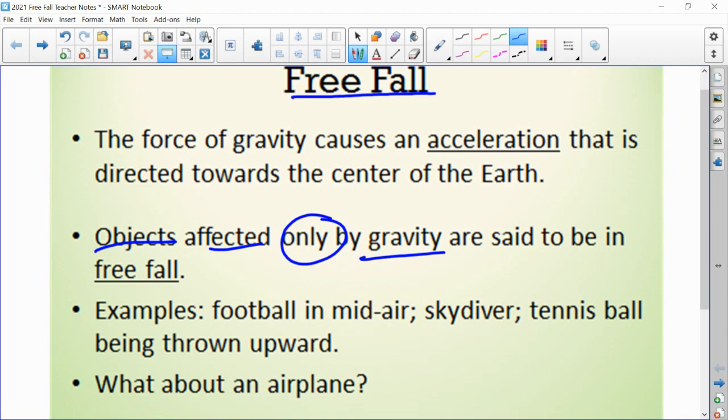In all these cases, in the real world there's air resistance, but we're going to ignore the air resistance in these parts. So as they're falling, we're saying they're in free fall. Now, if an airplane is flying, it has gravity pulling down on it, but it also has a lift force that makes it fly. So gravity isn't the only force, and it would not be in free fall.